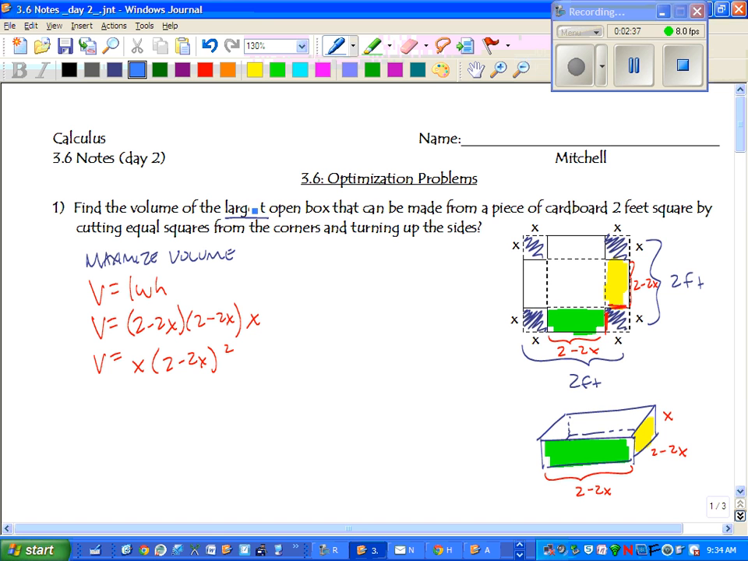Once we have that, to maximize, remember we have to find the derivative, find the critical value, and check to see where we have a maximum. So our derivative here, we're going to have to use product rule, or we could just multiply this out. I'm just going to go ahead and do product rule though. Derivative of the first term is just 1 times the second term, so 2 minus 2x squared, plus the regular first term times the derivative of the second one. So here we're going to multiply by 2 times 2 minus 2x to the first, times the derivative of the inside, which is just negative 2.